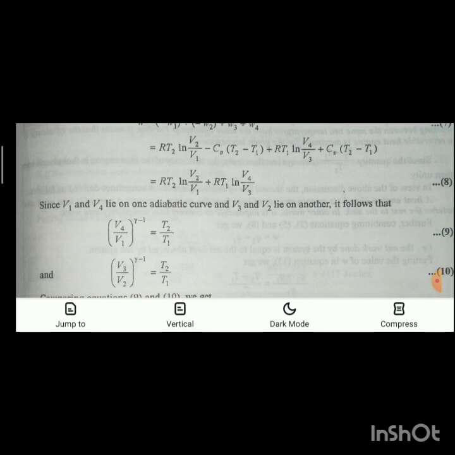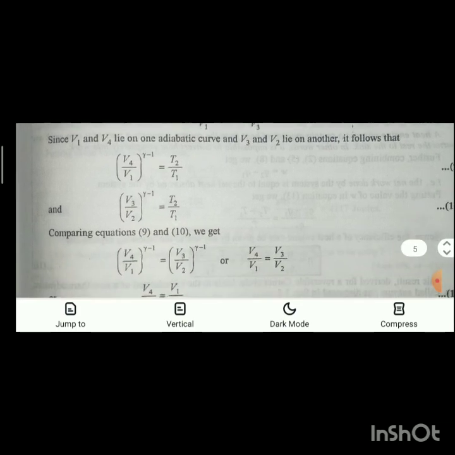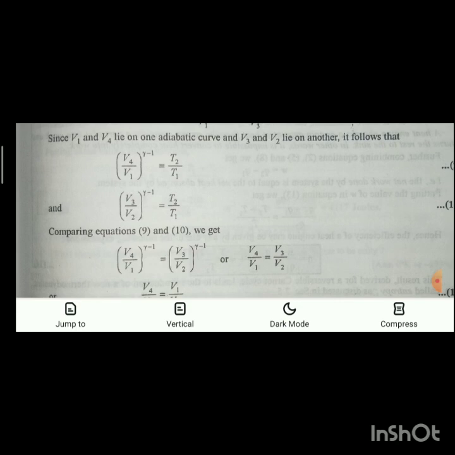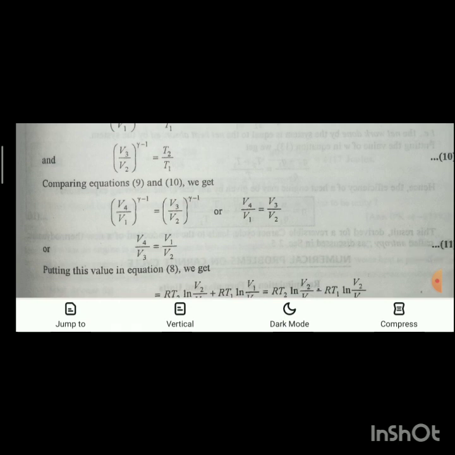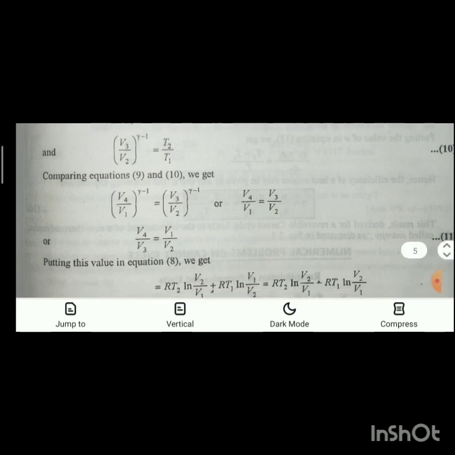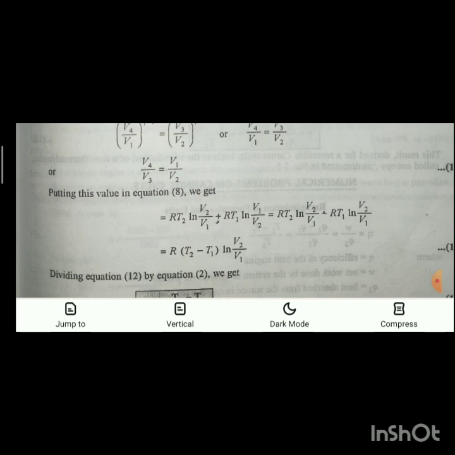Since V1 and V4 lie on one adiabatic curve and V3 and V2 lie on the other, it follows that (V4 upon V1) raised to power gamma minus 1 equals T2 by T1, and (V3 by V2) raised to power gamma minus 1 equals T2 by T1. On comparing these equations, (V4 upon V1) raised to power gamma minus 1 equals (V3 by V2) raised to power gamma minus 1, and gamma minus 1 cancels on both sides, or we obtain V4 by V1 equals V3 by V2. So V4 by V3 equals V1 by V2.